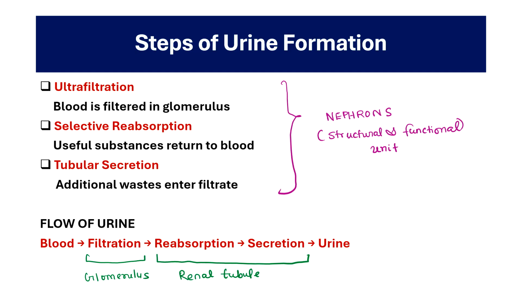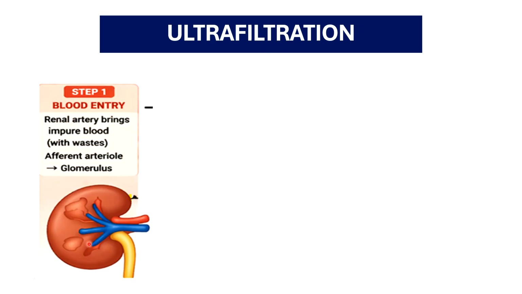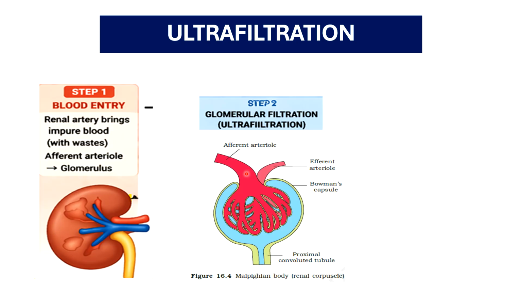Clear? Let us now understand the first step of urine formation, that is ultrafiltration. This is the human kidney. This is the renal artery which carries the impure blood to the kidney that has the nitrogenous waste in it. And this is the glomerulus. This is the afferent arteriole formed by the fine branching of the renal artery. And the afferent arteriole carries the blood to the glomerulus. This is the efferent arteriole which carries away the blood from the glomerulus.